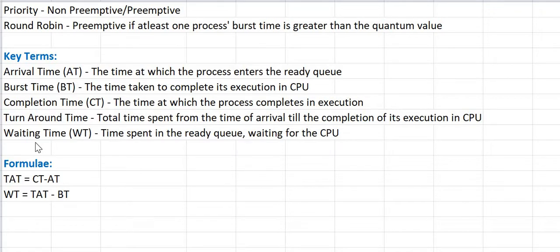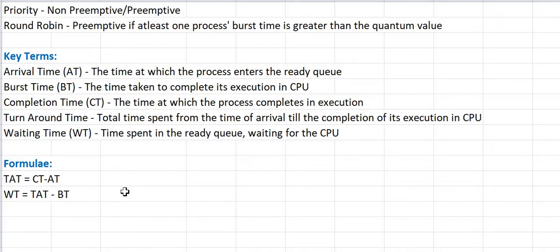Okay, so how can we calculate these? We have two formulas. We know the turnaround time is the total time spent from the time of arrival till it completes, so it is the completion time minus arrival time. And the waiting time is, so far we know the total, that is the turnaround time. From that, if we subtract the execution time, that is the burst time, we will find the waiting time, the time which a particular process spent residing inside the ready queue waiting for the CPU. That is what we call the waiting time.